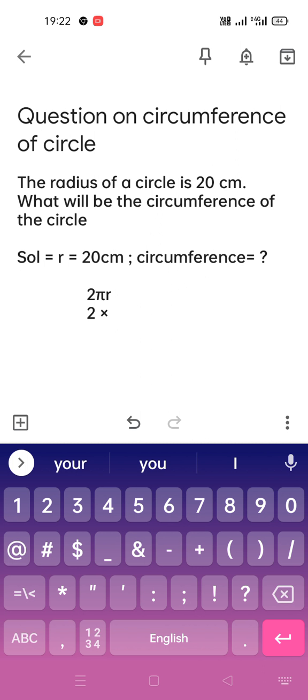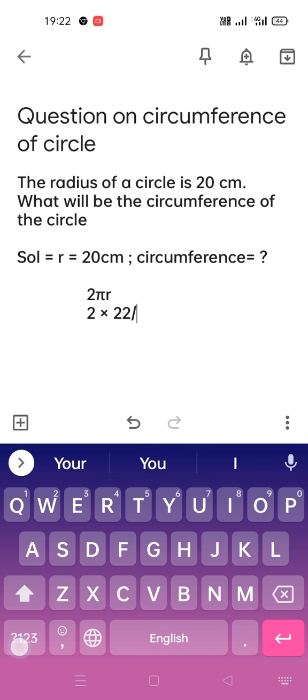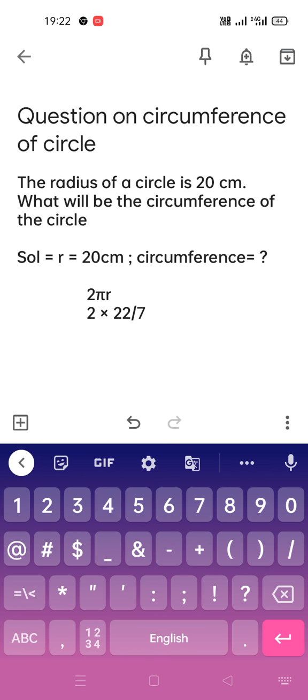Until you are given the value of pi, such as 3.14, you have to use the fractional value only. Okay, so the fraction value is 22 divided by 7, right? This is the fraction. So the value of pi is 22 divided by 7.